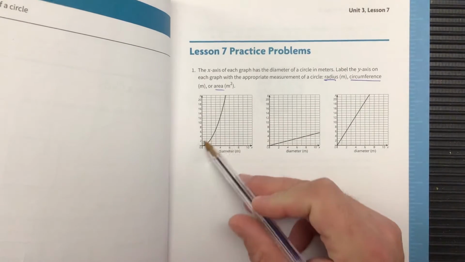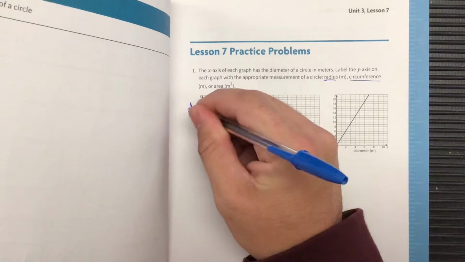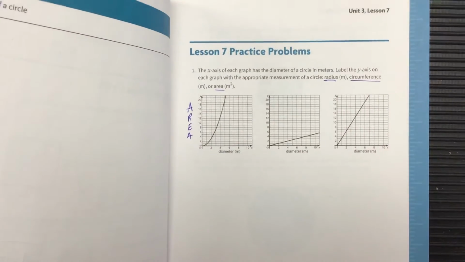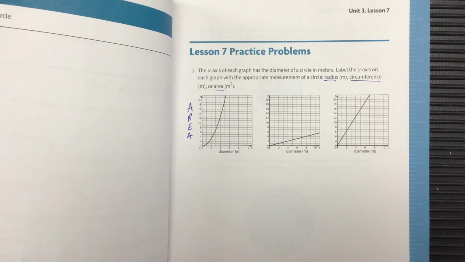All right, so the curved one should be easy. We talked about that one last time we were in class. That one you should have area. So then you have radius and circumference to figure out for the other two.